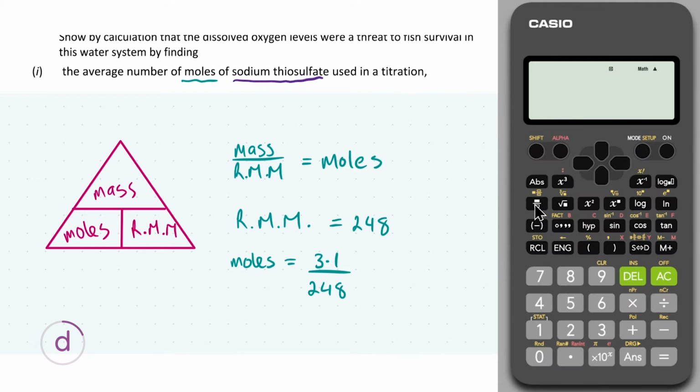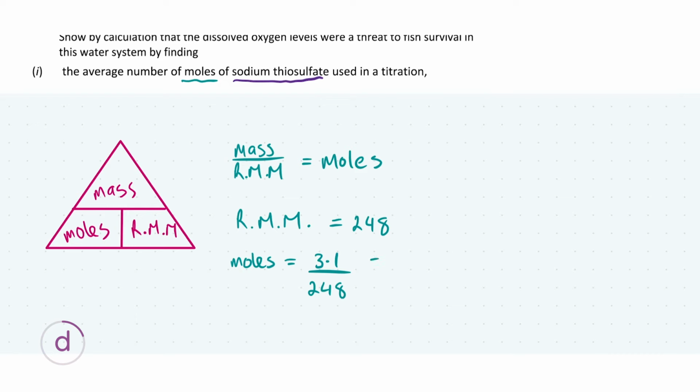So pulling up my calculator here, we're going to have our 3.1 grams, our mass on the top, and on the bottom we're going to have our relative molecular mass, which is 248, and that's going to give us a number of moles of 0.0125. So writing that down here, we're going to have our number of moles be 0.0125. I'm just going to write moles here beside that. And this is going to be the number of moles in that 3.1 grams of our sodium thiosulfate.